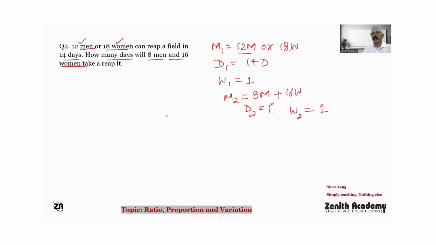Either you take 12 men or 18 women. So suppose I take 12 men. D1 is 14 days, and 14D. Always write this M and D. It will help you further, and you will understand how this is going to help you. So keep it as a habit to always write it: 14 days and 12 men.